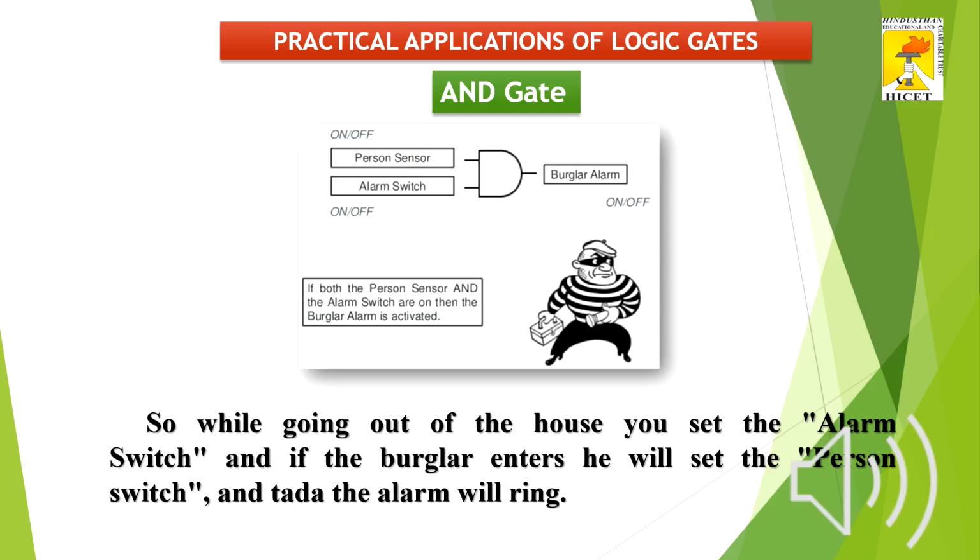So first one is the burglar alarm, right? So while going out of the house, we set the alarm switch, and when the burglar enters, we set the person switch, right? And the alarm will ring, right? See the picture, there a person sensor is there, alarm switch is there, it is connected to the AND gate and the burglar alarm is the output, right?